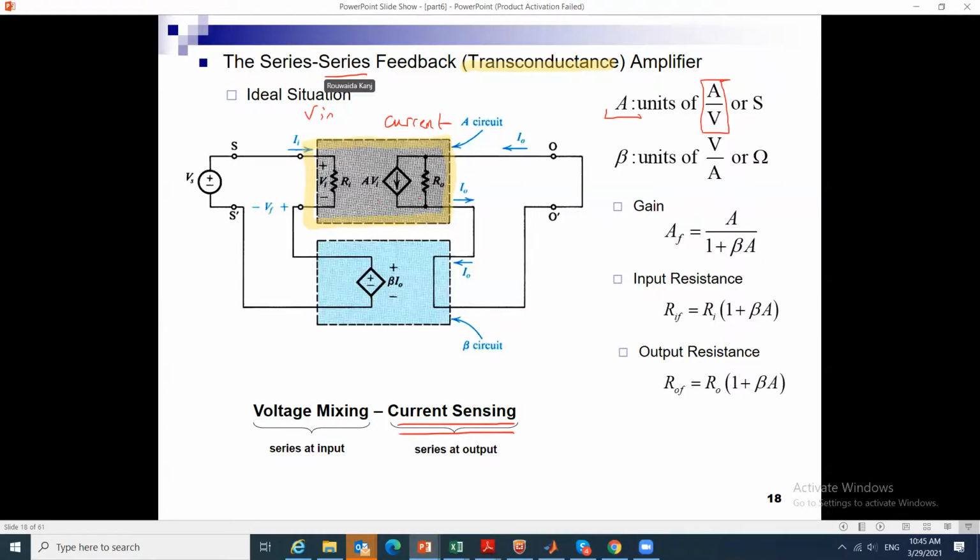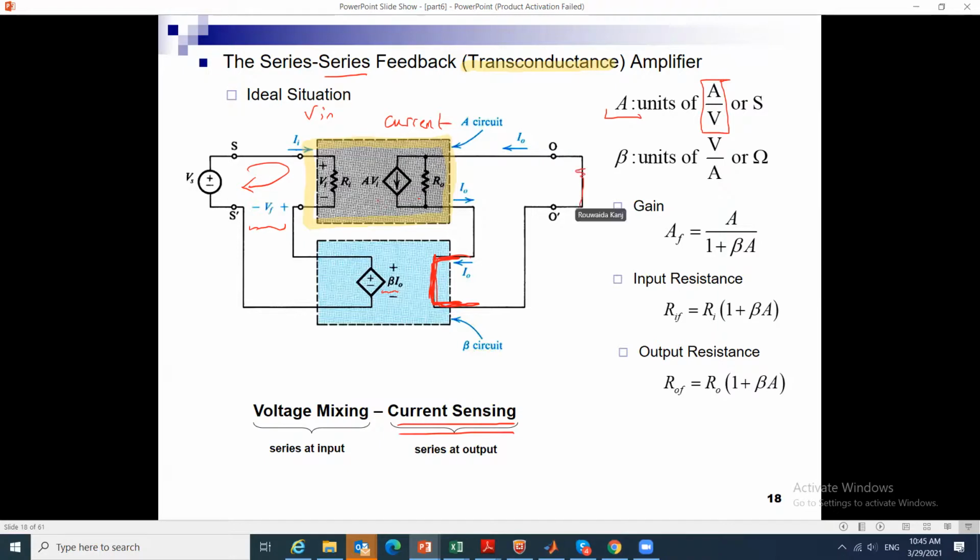And then it is multiplying it by beta. Okay, notice here this is a short to sense the current without loading the circuit, because a short does not load the circuit. And I am feeding it back in series. This loop looks like the loop of the voltage gain. Okay, so what matters is I sense the current in series.